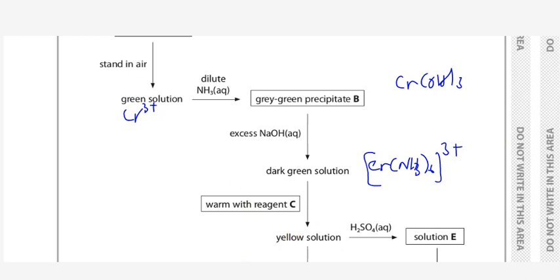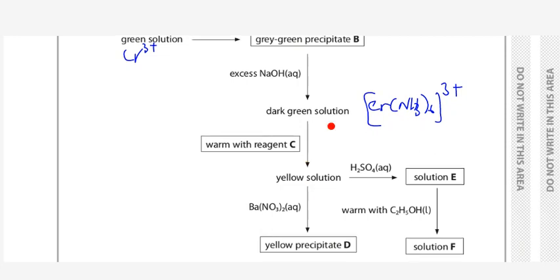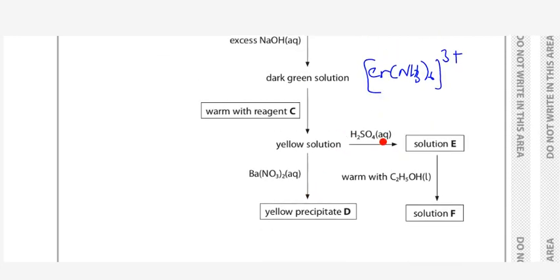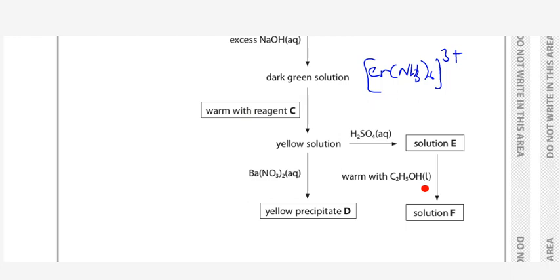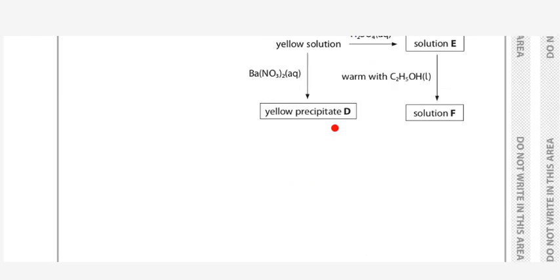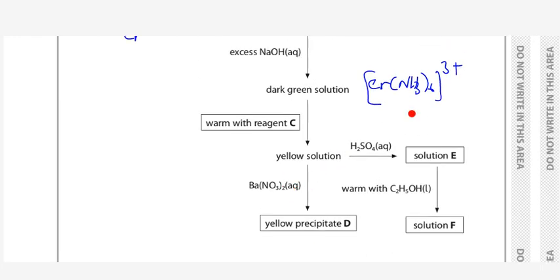What can this reagent C be? You have sulfuric acid, solution E, warm with ethanol, and this is yellow solution, barium nitrate, yellow precipitate. That's right, yes, of course. That's the only yellow solution we have, which is chromate. So solution reagent is acid, right? We're warming with the acid, hydrochloric, for example. You oxidize it in the presence of acid. Chromium 3 plus in the presence of acid turns to chromate.